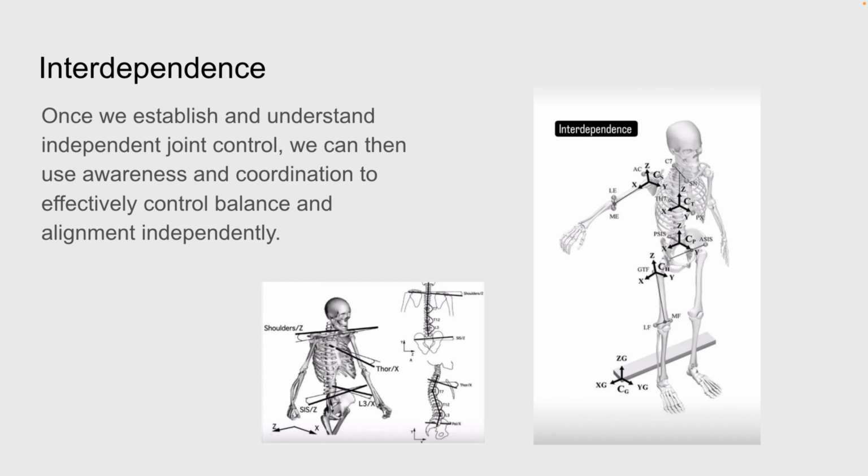And that's where we get into interdependence. Once we establish and understand independent joint control, then we can use awareness and coordination to effectively control balance and alignment interdependently. So we talked about this in the fourth video quite a bit, and this is the same images, because it's all about how there's a three-dimensional axis at each one of these areas of the body, and they all need to be in relatively good alignment.